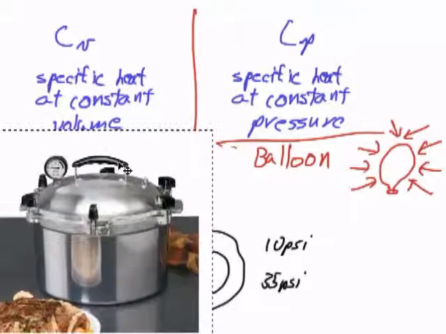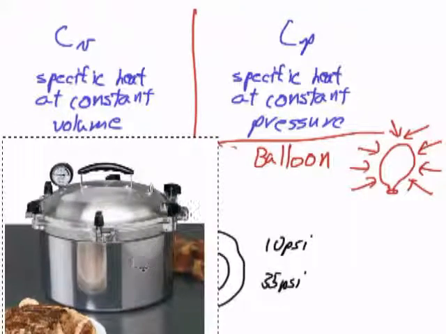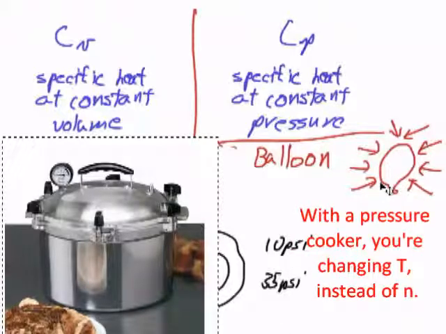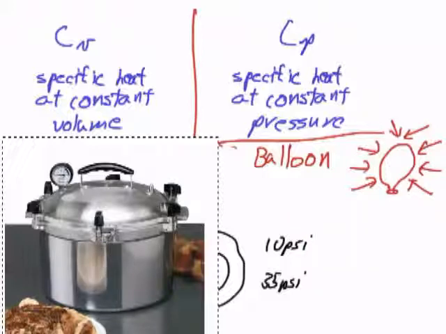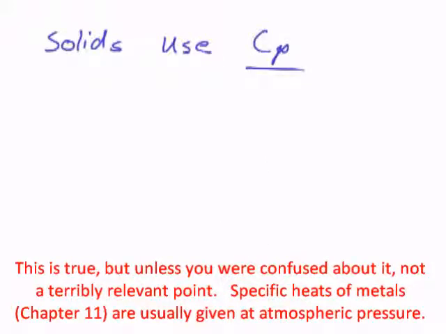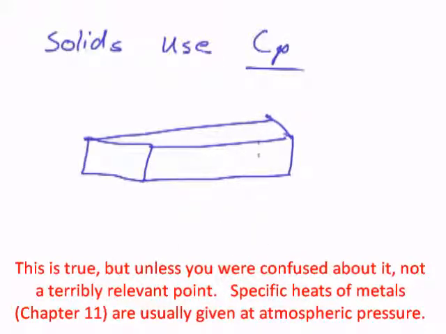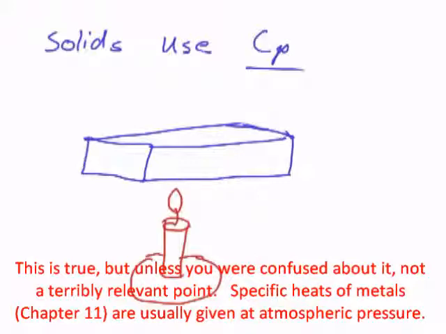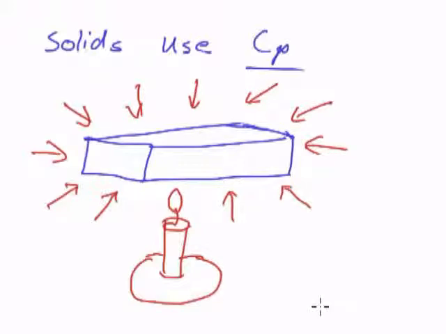Now the usual example for specific heat at constant volume of a gas is a pressure cooker. Now unlike with the balloon, which expands fairly easily, the pressure cooker is not going to expand even a little bit. Another point that I wanted to bring up was that solids generally use C sub P, which is the specific heat at constant pressure. If I've got a block of wood or metal sitting around and I heat it with a candle or something, the external pressure doesn't change very much.